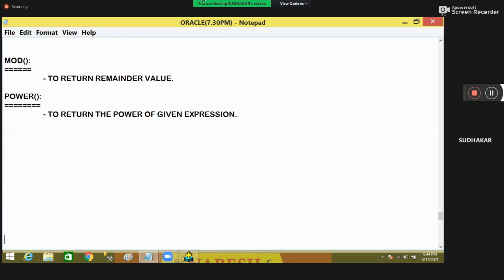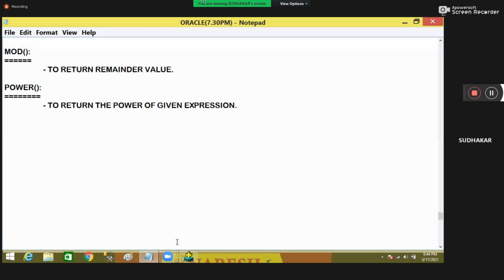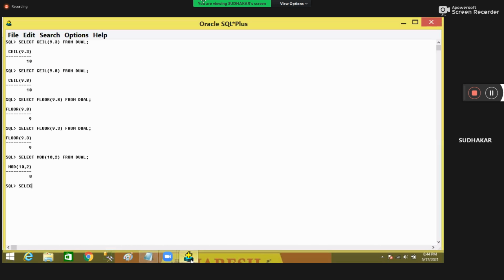The power of a given expression. So for example, here I'm giving 2 to the power of 3. So 2 to the power of 3 is nothing but 8. That's called a power function.